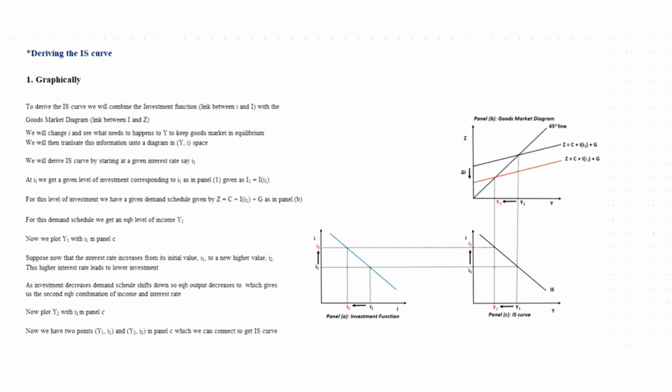Now we have two points for which our goods market is in equilibrium, and we connect these to get the IS curve. So we start with interest rate i1, for which we get equilibrium output Y1. We change the interest rate, we get another level of output for which our goods market is in equilibrium. So we have two combinations of output and interest rate for which our goods market is in equilibrium, which we can connect to get our IS curve.